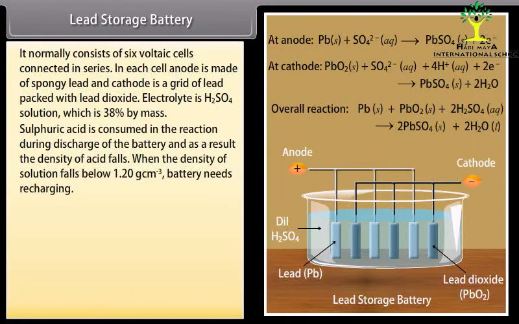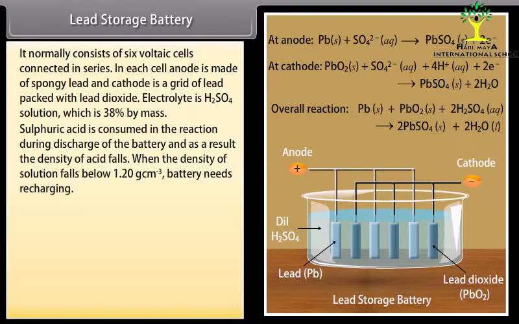Sulfuric acid is consumed in the reaction during discharge of the battery, and as a result, the density of acid falls. When the density of solution falls below 1.20 gram centimeter raised to the power -3, the battery needs recharging.